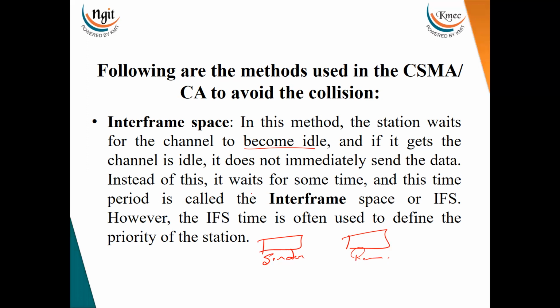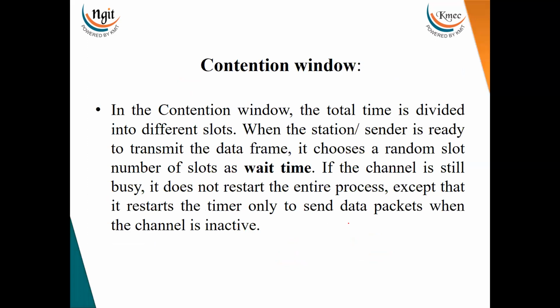Instead, it waits for some time, and this time is called the interframe space. The IFS time is often used to define the priority of the station. Which channel is empty and which station has to send the data is going to be calculated at the interframe space.